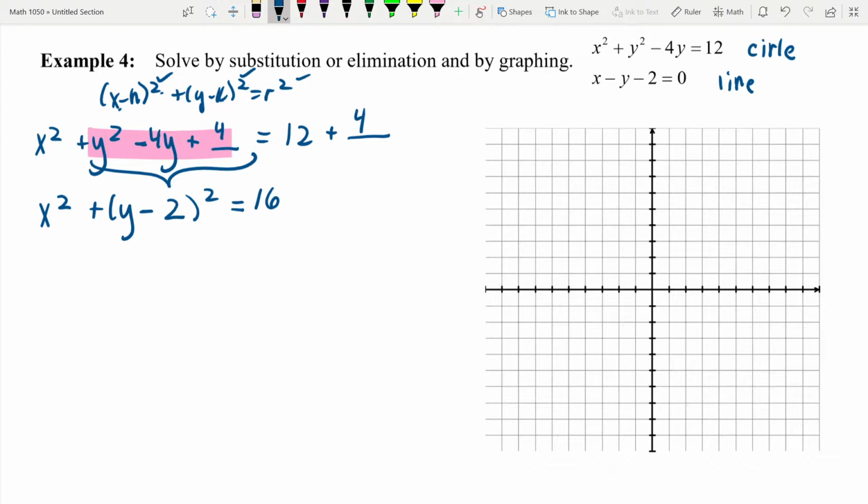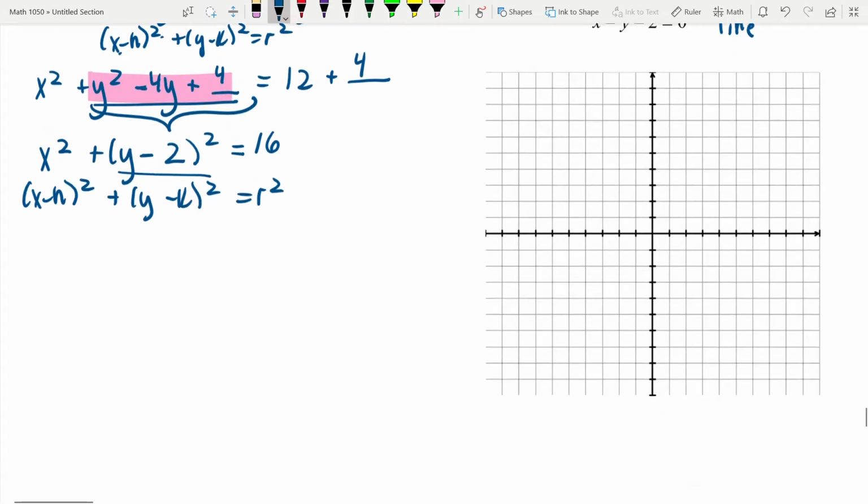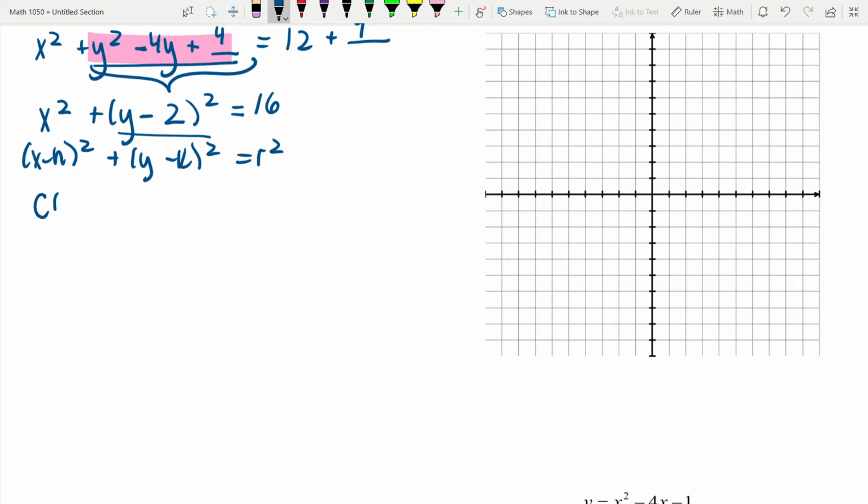Now it's in standard form, okay? What did I do to get from this pink thing to that right there? I just factored it. Y minus 2 times y minus 2 is y the second minus 4y plus 4, okay? Underneath that, I want you to write x minus h squared plus y minus k squared is equal to the radius squared. So your center, remember, is hk.